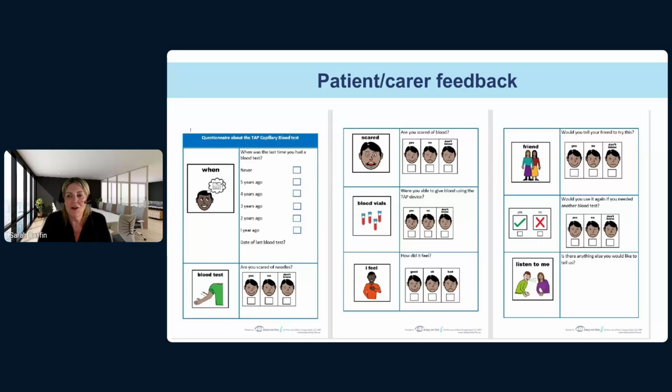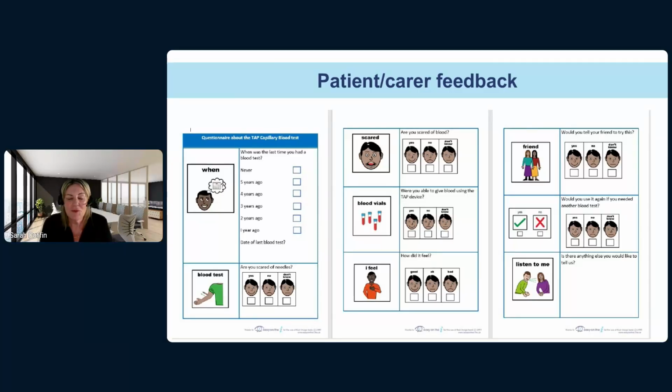I wanted to talk a little bit about how we engage people with learning disabilities in this process, because as a learning disability nurse myself, it's something that was really important, not just to me, but to the whole team. So it's great that we had this wonderful TAP device, and having tried it myself, I could totally attest to it being pain-free, especially when we compare it to something like the finger prick.